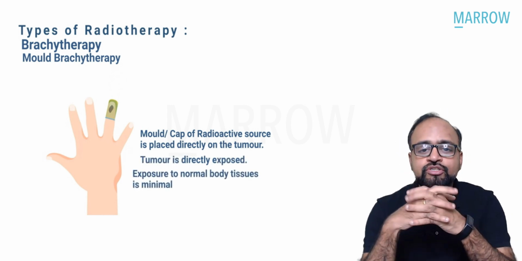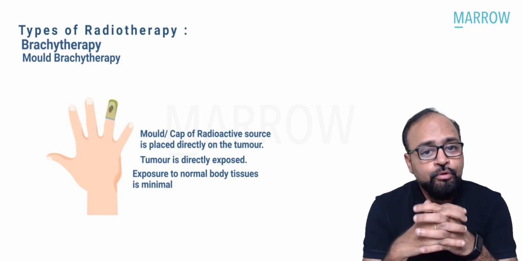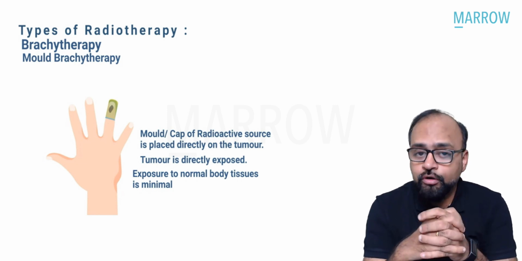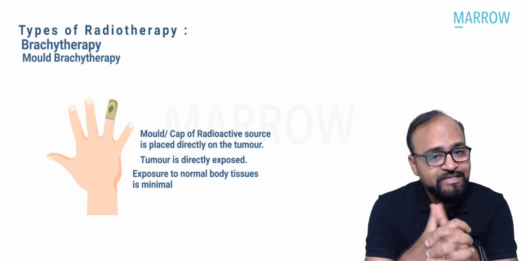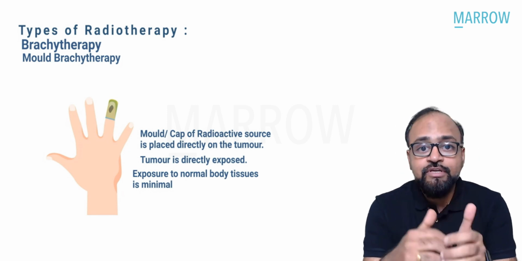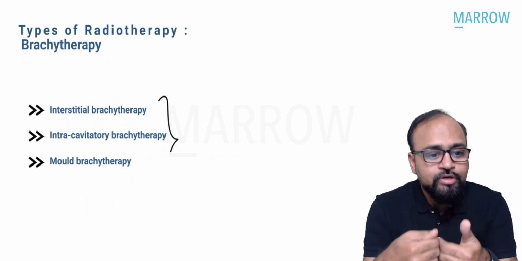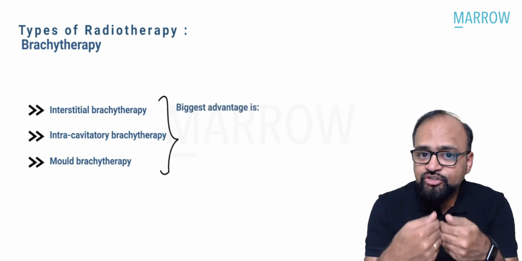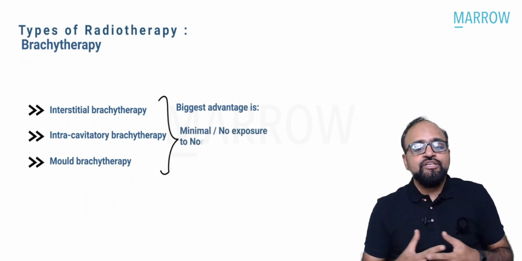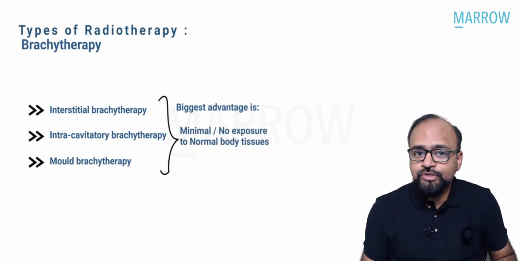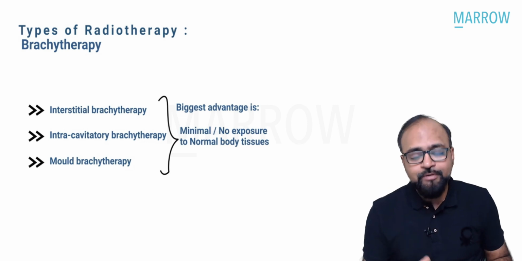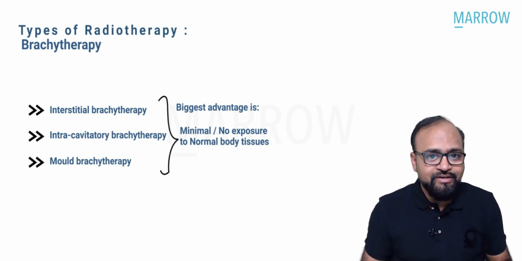So we have seen what is called teletherapy, or external beam radiotherapy, in which we have seen cobalt 60 machines and Linacs, and we have seen brachytherapy, in which we have seen interstitial, intracavitary, and mold type of brachytherapy. The advantage of brachytherapy is that the radiation exposure to the normal body tissues is extremely minimal, right, because of the limited penetrating power of the radiation.